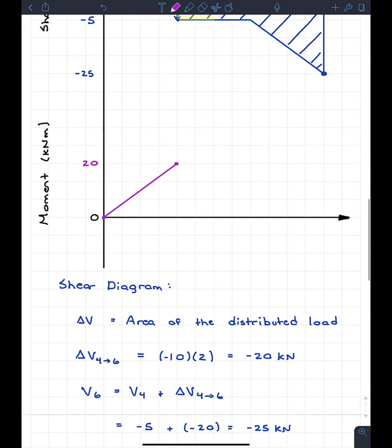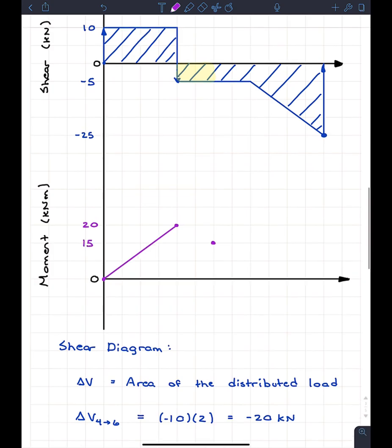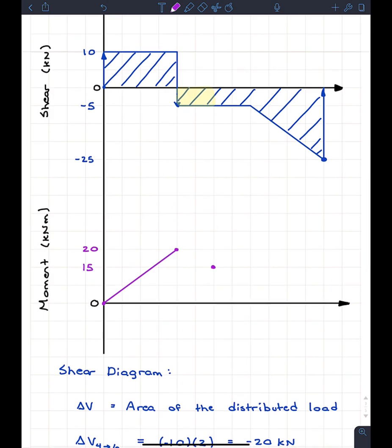So we know that from the point x equals 2 to x equals 3, we're going down by 5 kilonewton meters. So this is going to be 15. And again, if our shear is constant between these 2 points, which it is, then our moment is going to be linear. So we know it's going to go something like this. So far, not too bad.